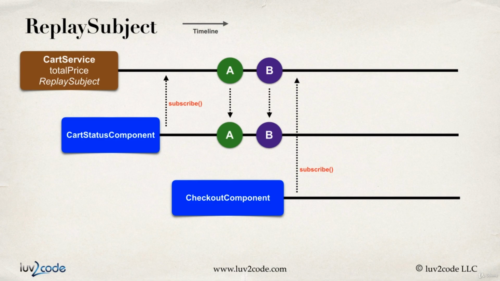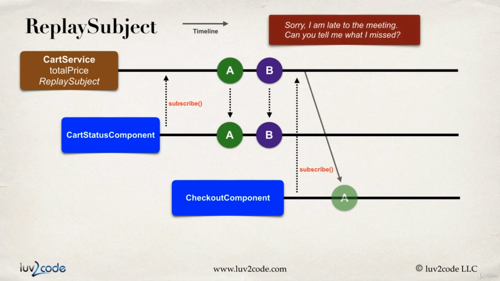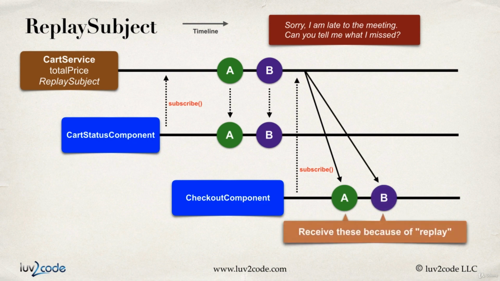And then we have our checkout component, and this checkout component subscribes late, but no worries here. Replay events for new subscribers who join later. So they're going to receive these because of the replay, because this meeting is being recorded. So they'll get those items A-OK.